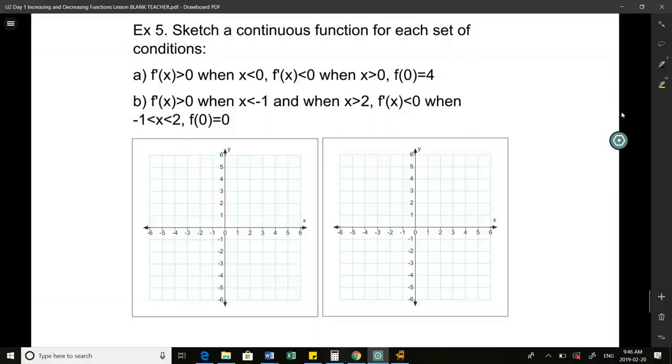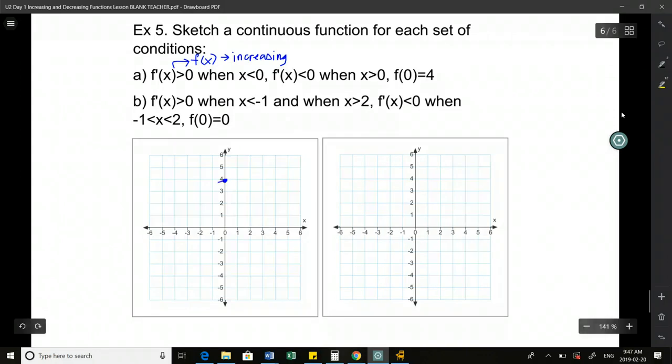That we can plot pretty easily, right? When x is 0, y is 4. So we want the y-intercept to be 4. Okay, now what is the rest of this asking me to do? What do I know when f prime at x is greater than 0? What do I know about f at x? Good. Okay, so I want f at x to be increasing when x is less than 0. So when x is on the negative side of the graph.